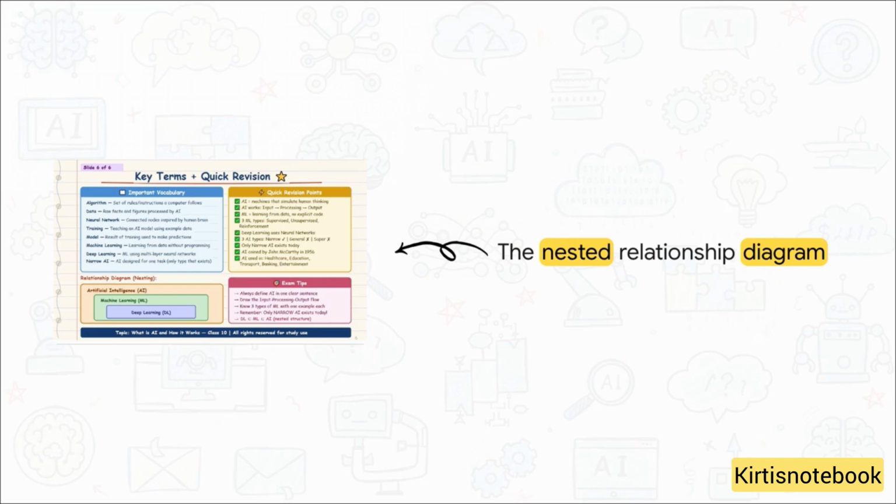Let's visually anchor the single most important structural concept of the entire lesson with this diagram. Think of it like Russian nesting dolls. Deep learning is a small box tucked inside a bigger box called machine learning. And machine learning is tucked inside the biggest box called artificial intelligence. So deep learning is a subset of machine learning, which is a subset of AI. I promise you, if you draw this simple nested diagram in your exam paper, your examiner is going to be incredibly impressed with how clearly you understand the big picture.